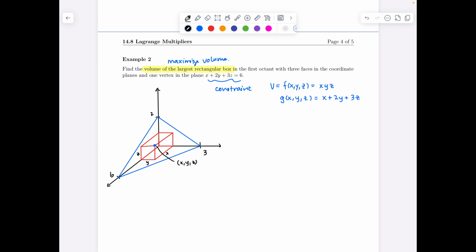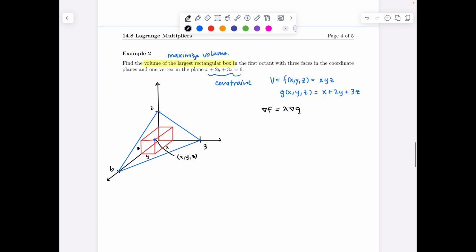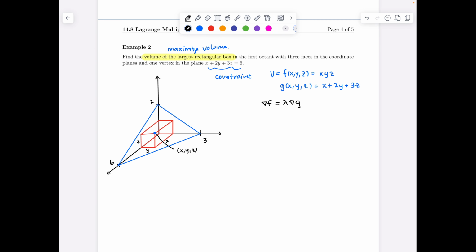So our system of equations is going to come from figuring out where the gradient of f is equal to lambda times the gradient of g, and then we'll also throw in the constraining equation. So what I'm going to do first is find the gradient of f and the gradient of g so that I can see how this gradient equation will distribute into 3 different equations that will go in my system.